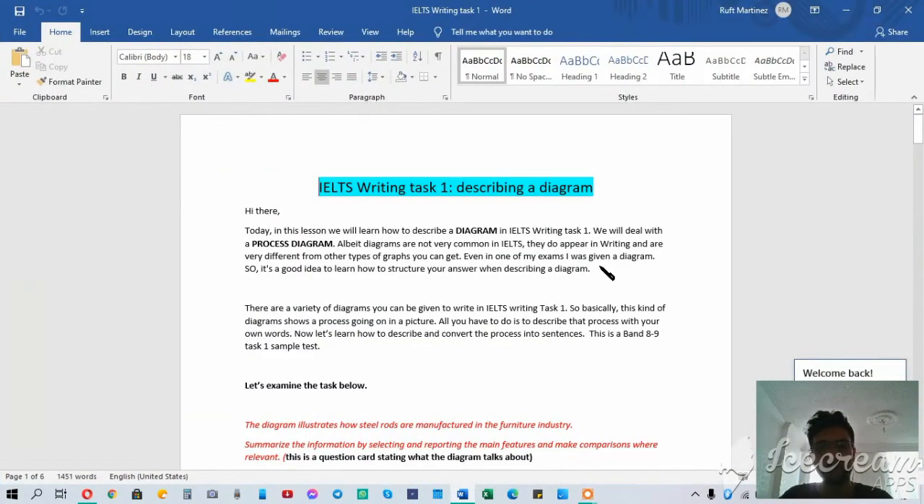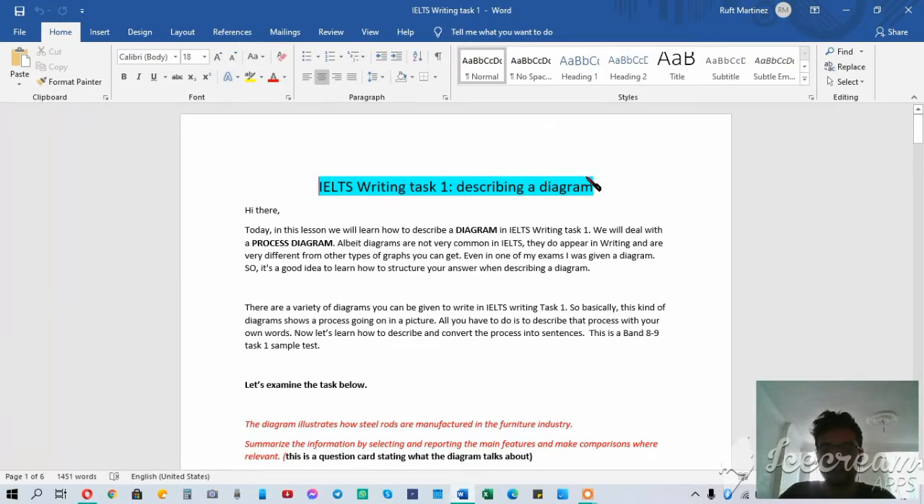So here we have the material. I wrote this material. I prepared this before I started the video, so that it doesn't take a lot of time, and I can put everything that I need you to read about and learn about writing Task 1. So this is how to describe a diagram.